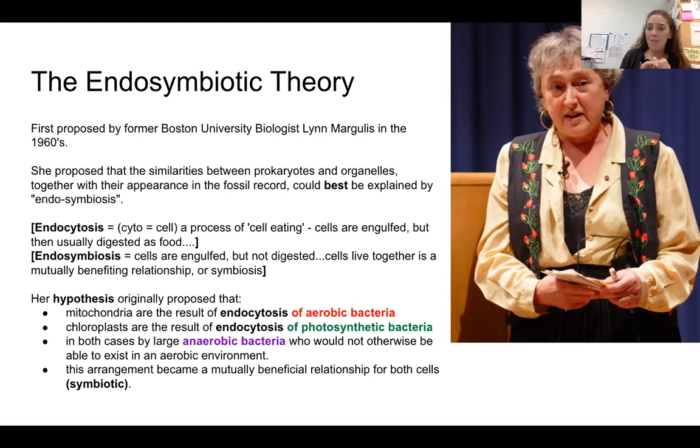A couple of pieces of evidence she had for this. One was size. When we look at the size of a typical prokaryotic cell and the size of a mitochondria or a chloroplast, they are both very similar, and they're similar in size to each other. We can look at their DNA. Mitochondria and chloroplasts both have their own DNA, and it is a circular DNA like we find in bacteria.